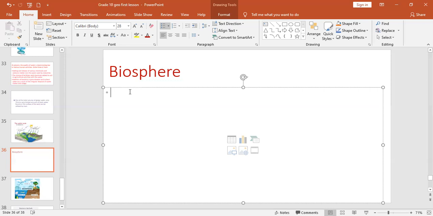Non-living components. What are the non-living ones? Solar energy, soil, water, climate. Yes, solar energy, soil, water, climate. These are called non-living components. Okay, you write down the total ecological system.